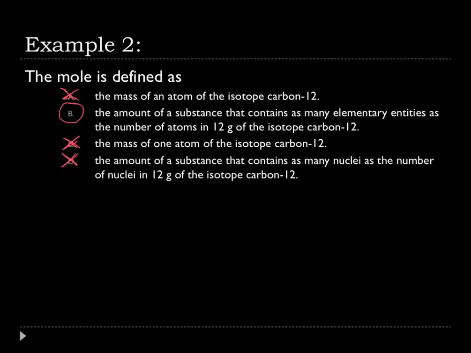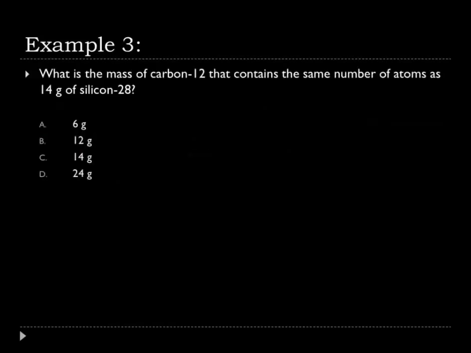Okay, so let's move on. What is the mass of carbon-12 that contains the same number of atoms as 14 grams of silicon-28? Okay, this is similar to the first question. Well, 14 grams of silicon-28 must be half a mole, because the 28 there is the mass number. And so half a mole of carbon-12 has a mass of 6 grams.